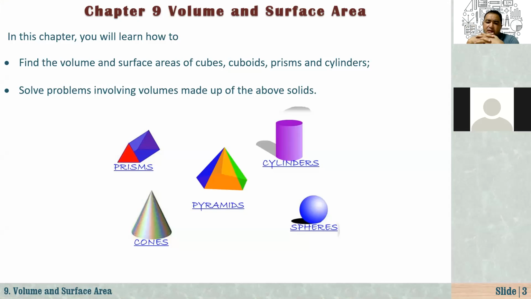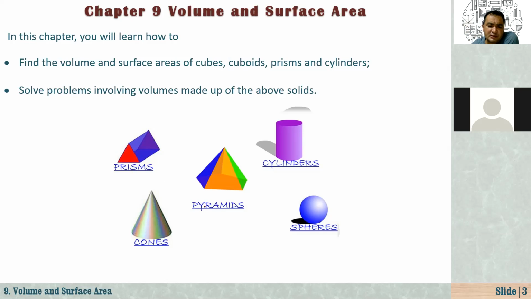Composite solids, let's say. As I see in the picture, the first one is a prism, right? Prism means every cross-sectional area is the same. If you cut this with a knife perpendicular to the ground or floor, the cross-sectional area, as you see, is a triangle. It may be a triangle, a trapezium, or a rectangle. If every cross-sectional area is the same polygon, we call this a prism.